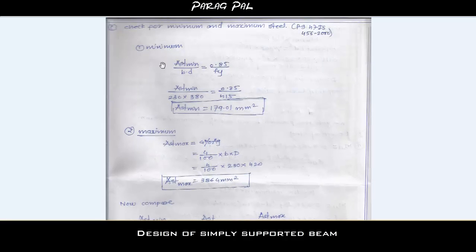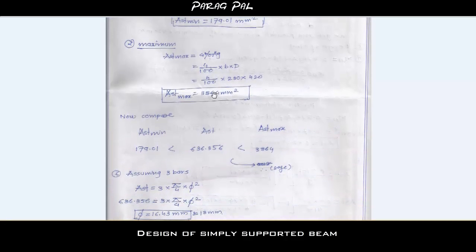Here we check for the minimum and maximum steel. According to IS 456 2000, on page number 47, the minimum and maximum relation is provided. You have to go with this Ast minimum and Ast maximum relation. So you get the value of Ast minimum, you put the value of b into d here, fy 0.85 is as it is, and Ast we have to calculate. Similarly, 4% of Ag, b into d. So we make the relation.